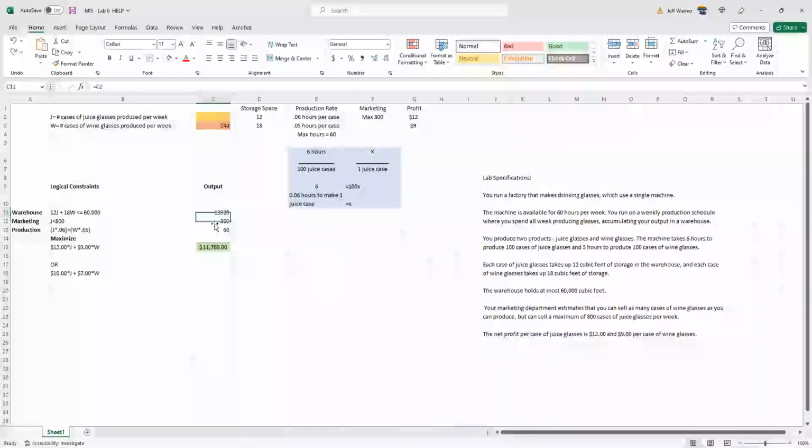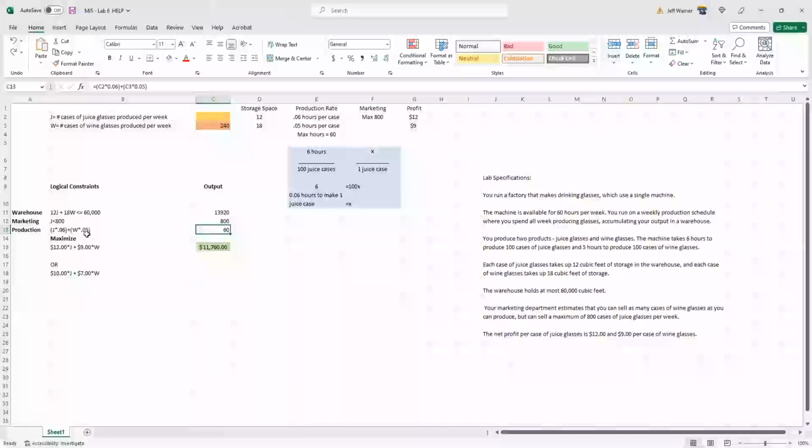Okay. The next one is really easy. Again, it's just juice cases has to be less than or equal to 800. So I simply said equals C2. So what's C2? C2 is where Excel is going to put in the optimal number of juice cases that will be produced in our model. And finally, right down here, production. Again, production cannot exceed 60 hours.